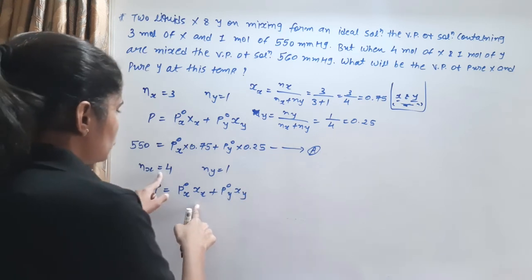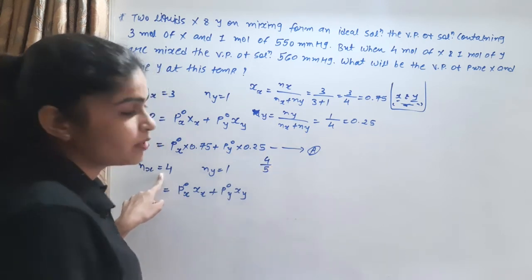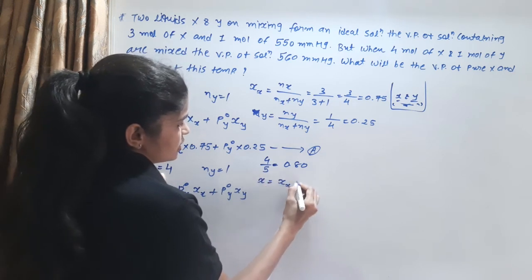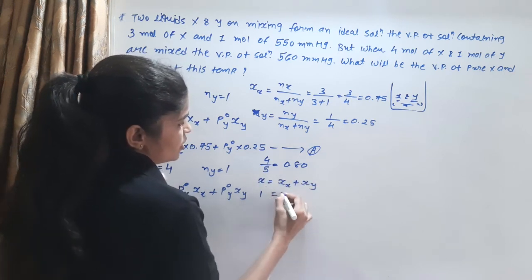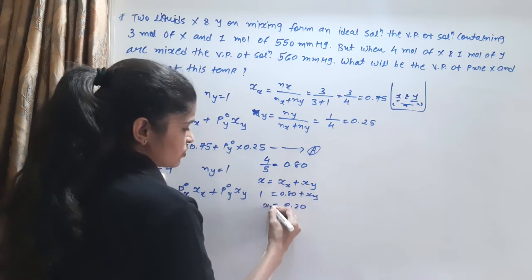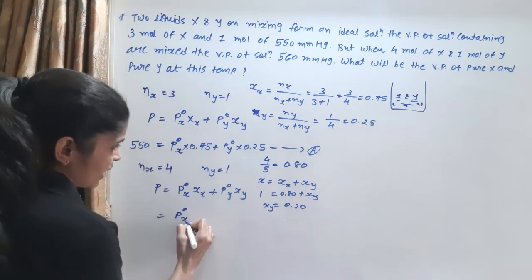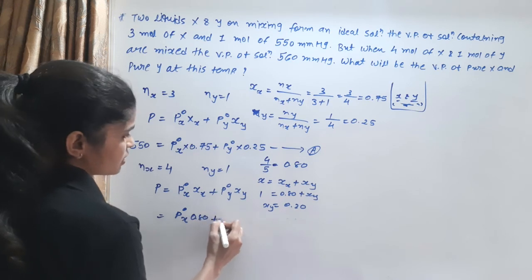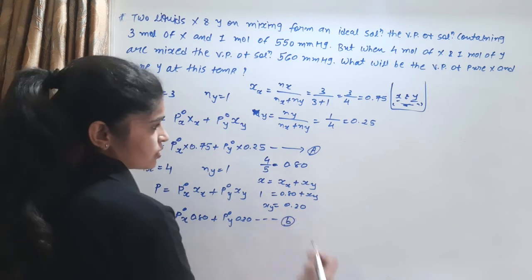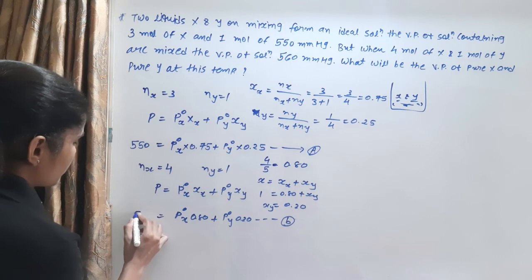XX is equal to 4 divided by the total, so this is 4 by 5. This gives the value 0.80. Then XX plus XY is equal to 1, so 1 minus 0.80 gives XY, so this is 0.20. XY is equal to 0.20. Put in this equation: P0X times 0.80 plus P0Y times 0.20. This is equation B, and the total pressure value given is 560.